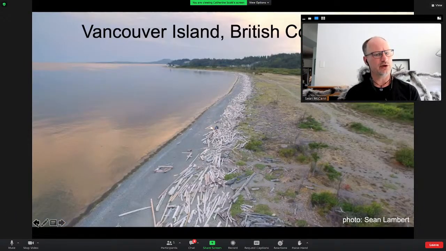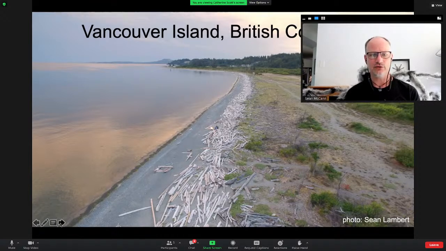So the place we're doing our research on black widow spiders was a place called Island View Beach, or Tequan in the local language, which is just north of Victoria, the capital of British Columbia. And so you can see a view of this beach here.